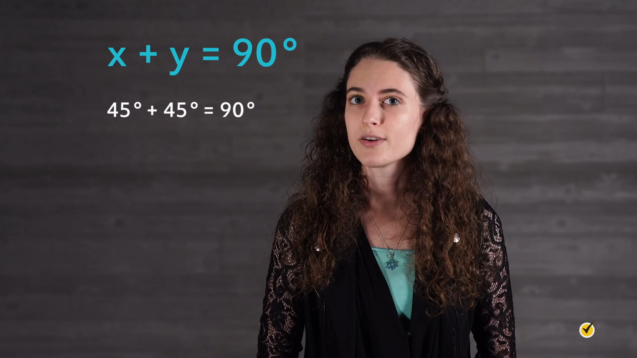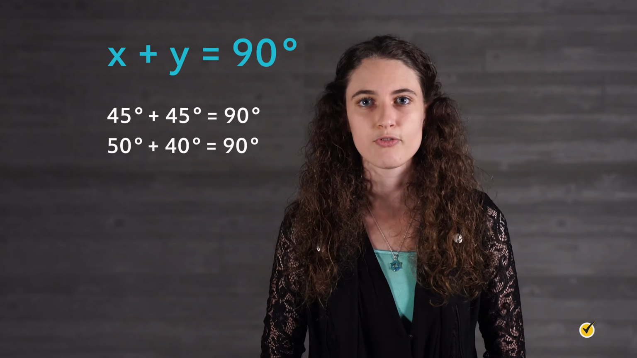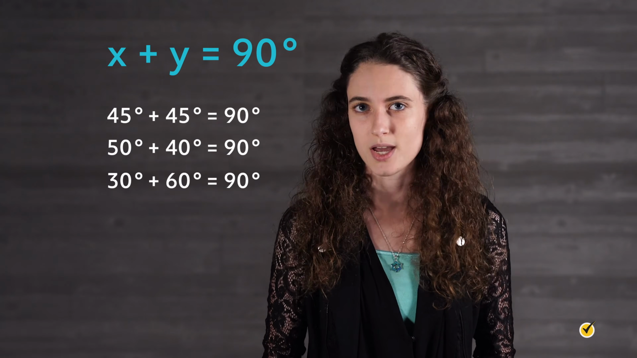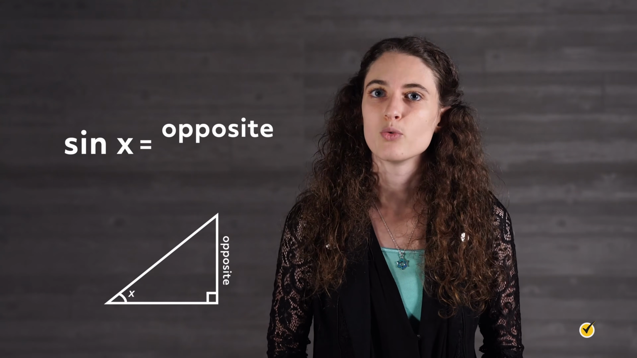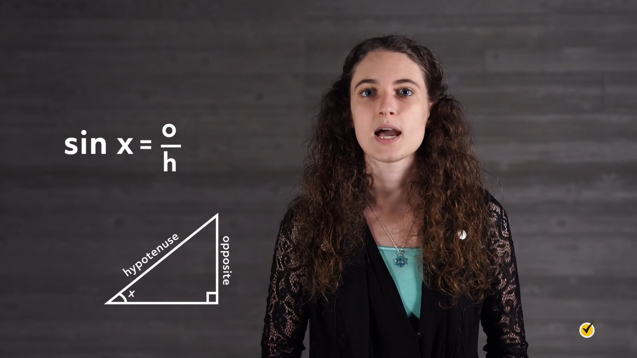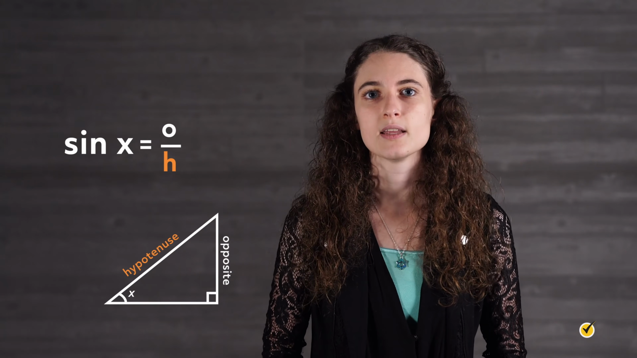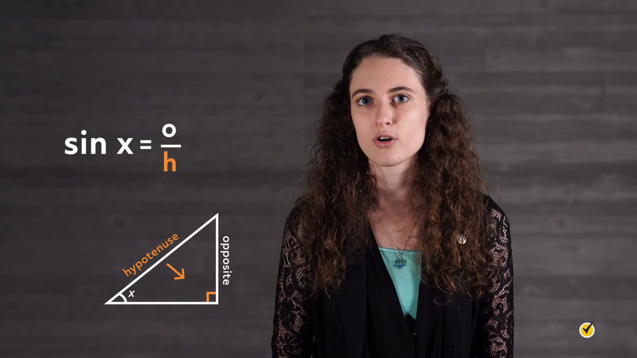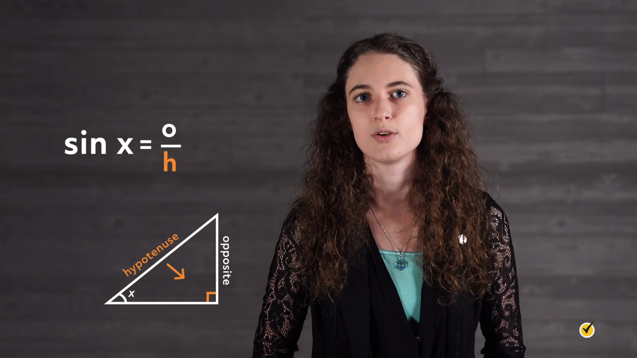They could both be 45 degrees, or one could be 50 and the other 40, or 30 and 60, and so on. There's no way for us to know unless we use a little bit of trigonometry, specifically sine. Sine, which is commonly abbreviated to Sin, is the ratio of the side opposite the angle we want to know over the hypotenuse of the right triangle. Remember that the hypotenuse is always the longest side and is always opposite the right angle, which is the largest angle in any right triangle.